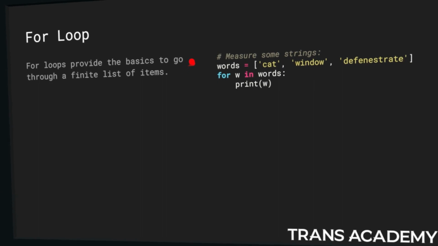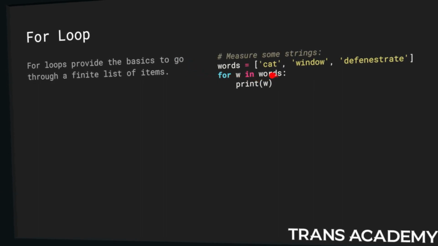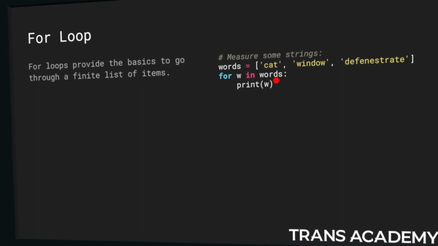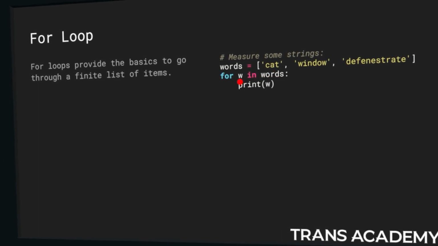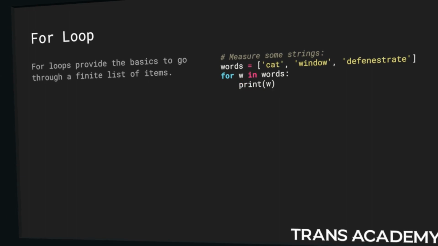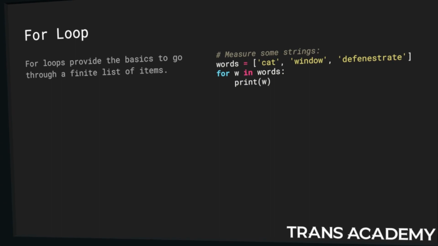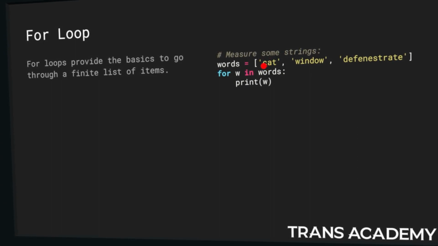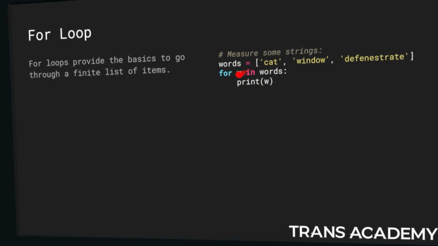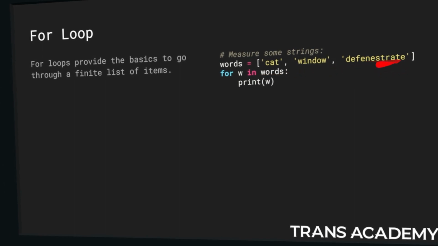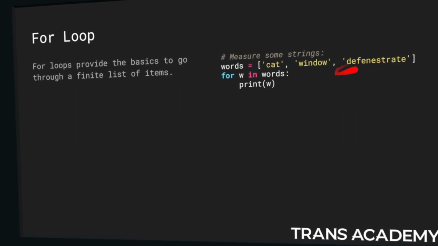So the way this goes is we would find the list on the right-hand side of the in, and on the left side we would find the variable that will be initialized and populated with the value each time it goes through the loop. So in this case, first iteration, w is going to be cat. Second iteration, w is going to be window. Third iteration, and I'm going to stop trying to pronounce this.